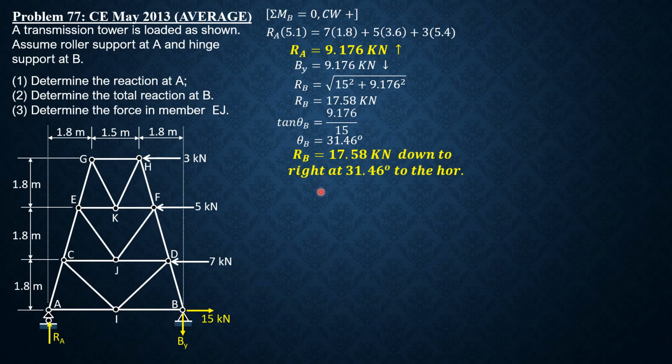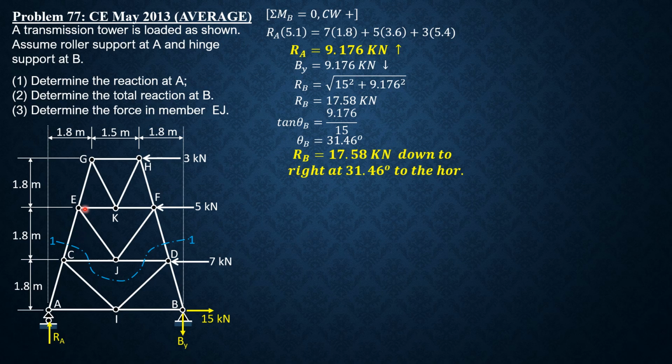Then for the force in member EJ, this is EJ here. Actually, this is a K-truss. It is just flipped. So we cannot directly compute for EJ by all methods. So first we consider the forces above this section 1-1. So I introduced that section 1-1. That's the technique for a K-truss.